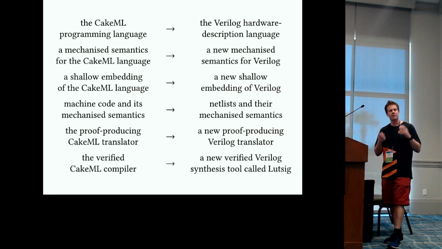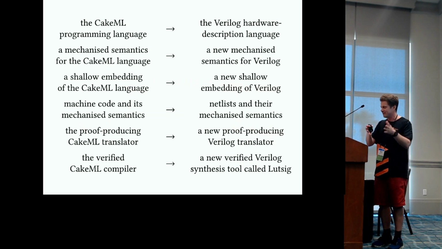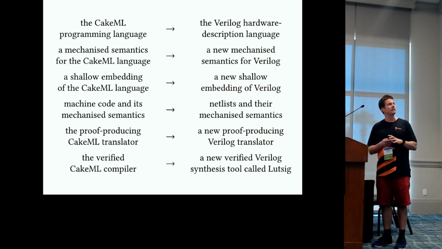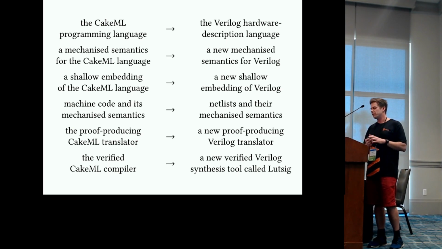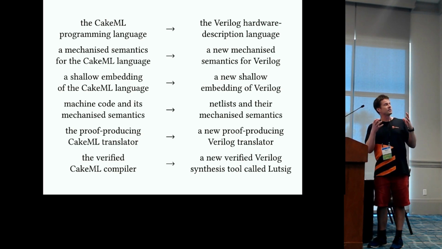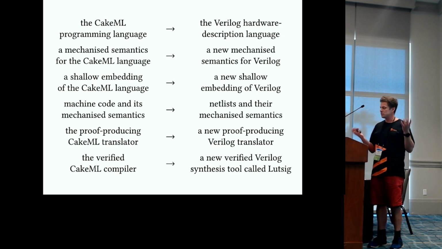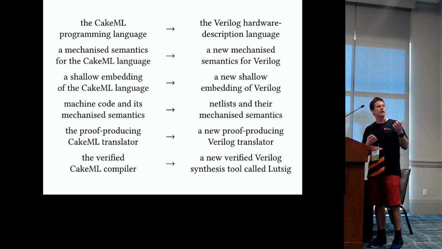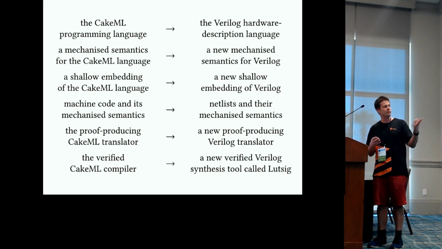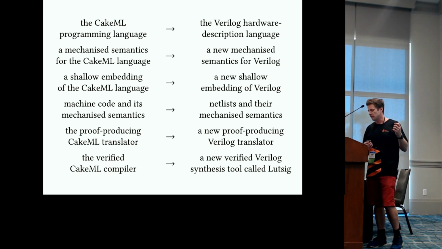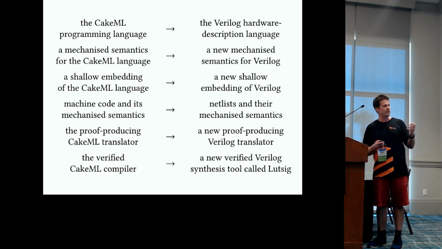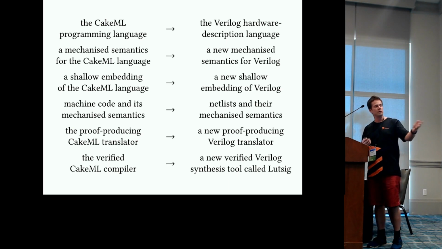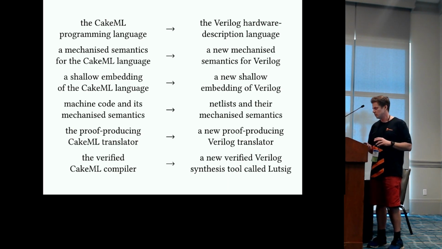Okay, so this is the mapping he then did when he took the workflow and turned it into a hardware workflow. He just took, instead of the CakeML programming language, he had the Verilog hardware description language. Instead of the semantics of CakeML, he had a new semantics of Verilog. Instead of shallowly embedded CakeML programs, he had a shallow embedding for Verilog code. Instead of machine code, he had netlists, and a proof-producing translator for Verilog instead of for CakeML, and so forth. And instead of the CakeML compiler, he had his own Verilog synthesis tool called Lööw.